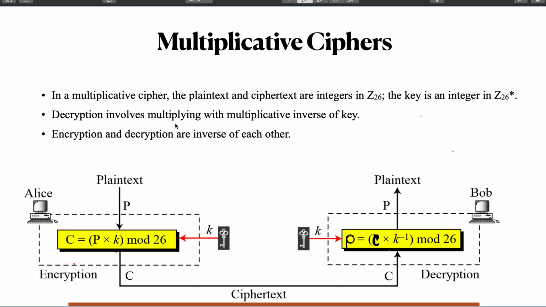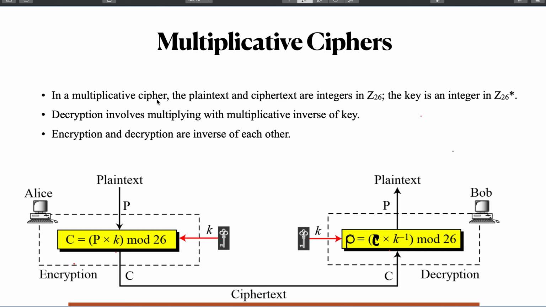Hello everyone. In this video we are going to learn about the second kind of substitution cipher, which is called multiplicative ciphers. Just like in the previous cipher which we have studied, that is Caesar cipher, here also substitution is done, with a slight difference. In Caesar cipher, we substituted by adding a key number to the plain text number. But in the case of multiplicative cipher, instead of addition, we are multiplying a key number with the plain text number to get the cipher.